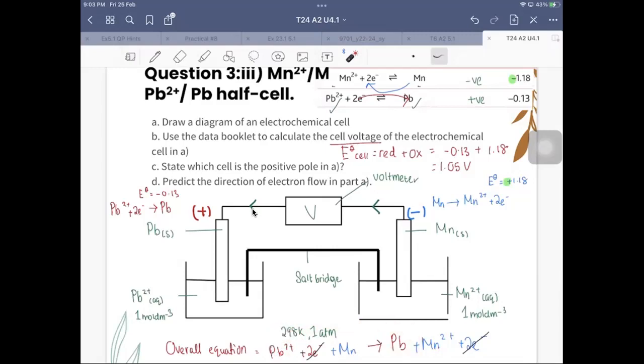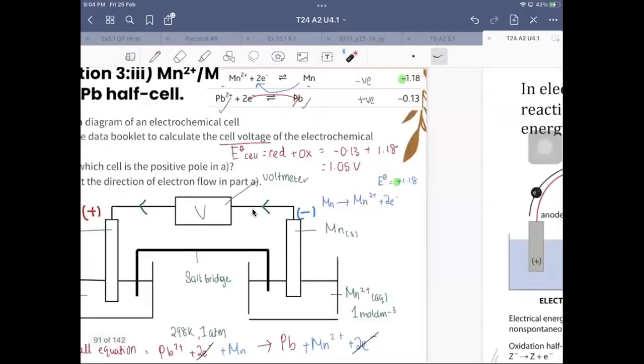So you go from +2 to 0, that's a decrease in oxidation number. Therefore, it is a reduction process, okay? Which is why it's important for you to be able to work out oxidation number really quickly. You don't want to spend a good 5 minutes on working out oxidation number.